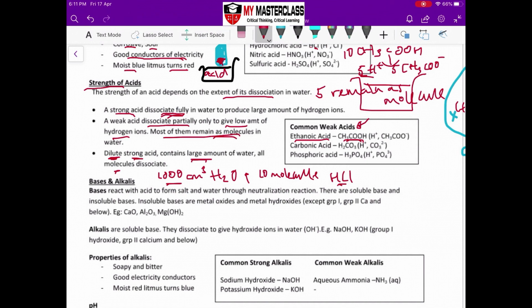Conversely, I can have a concentrated strong acid. So if I still have 1000 cm cube of water, but instead of 10 molecules, now I have 1000 molecules of HCl. All these 1000 will separate into 1000 H plus and 1000 Cl minus. But in this case now, your water to HCl ratio is much lower. So this is what we call a concentrated strong acid.